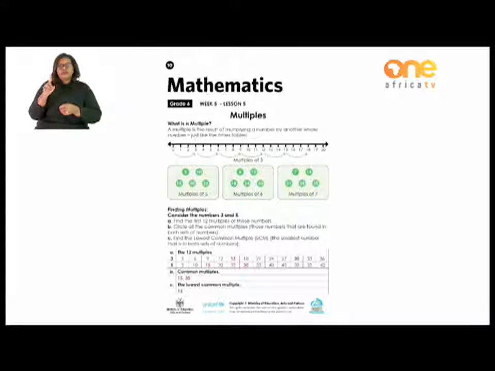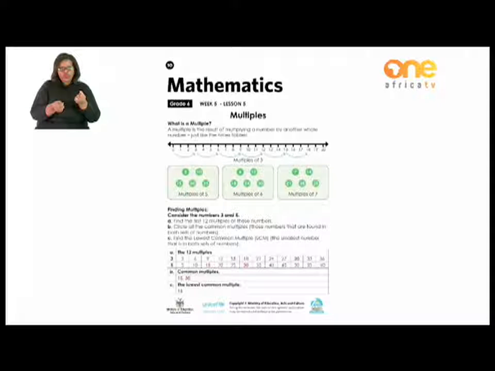If you look at the column below, we also have multiples of 6. The last one is multiples of 7. Look down, there is finding multiples of 3 and 5. A, find the first 12 multiples of these numbers. B, find the common multiples. C, find the lowest common multiple, which is a full word, but we abbreviate it: the smallest number that is in both sets of numbers.